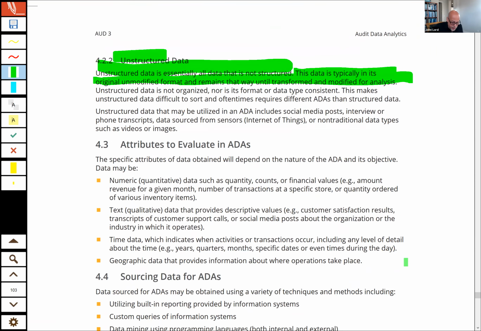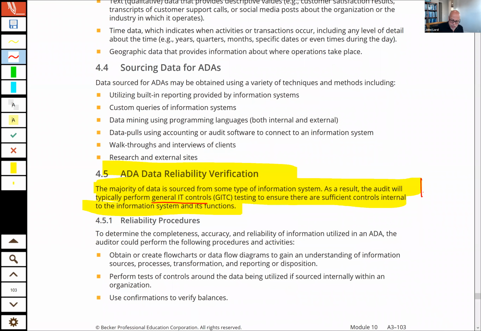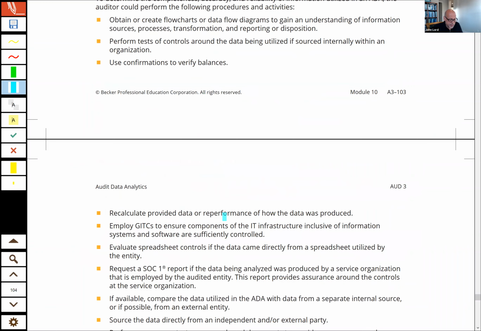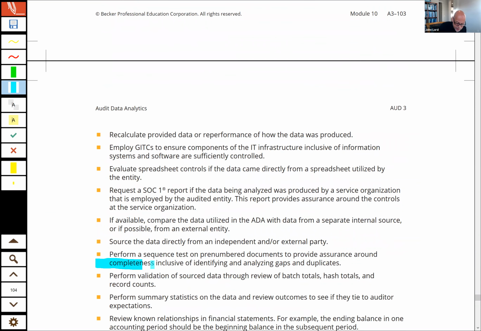Okay, good. Now you come down, and of course we have to be satisfied with the reliability of the data. So the majority of data is sourced from some type of information system. As a result, you will need to understand the IT controls, and you're probably going to look at the general IT controls there: disaster recovery, password use, that sort of thing. But the data needs to be reliable. And you can take a look at some of your procedures for determining reliability. You come over to the next page, and one of the key things that needs to be done with data reliability is making sure that you have complete data.